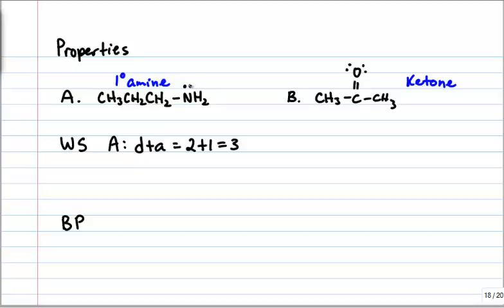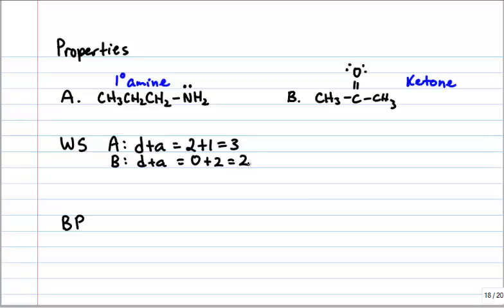Alright, well, let's analyze B. D plus A is, there are no donors. Oh look, I've already drawn in the lone pairs on this ketone. So we know we have acceptors, 2 of them, but we don't have any donors. There's no hydrogen attached to X, where X is FONORS. So donors is 0, there are 2 acceptors, so D plus A equals 2. So clearly A has the advantage in terms of water solubility. It has a greater capacity to form hydrogen bonds with water.